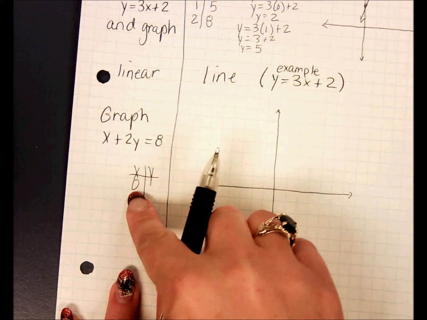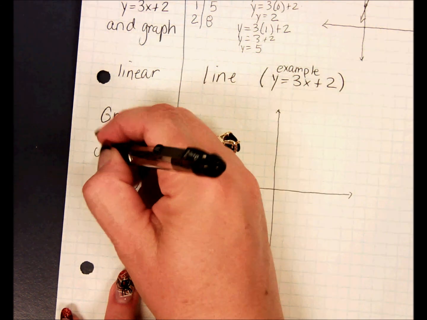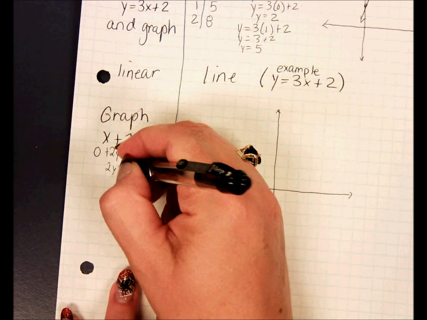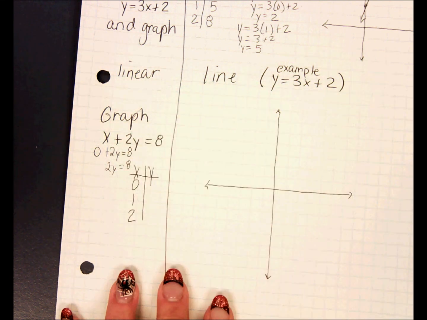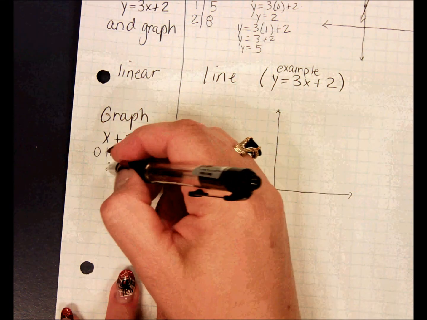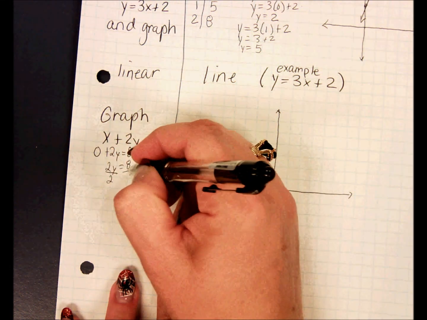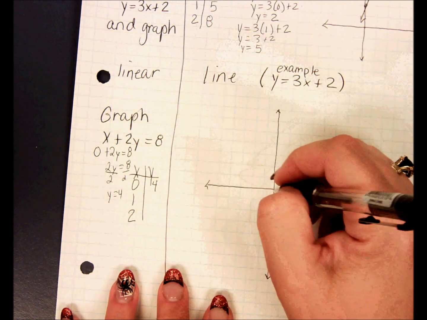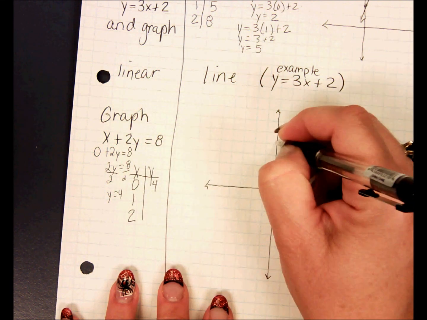So let's see what happens when x is 0. So I'm just going to plug it in. 0 plus 2y equals 8. I get 2y equals 8. Opposite operations to get the y by itself. It's multiplication, so divide by 2, y equals 4. So I'm looking at 0, 4, my first point.